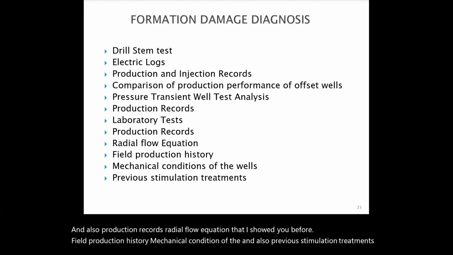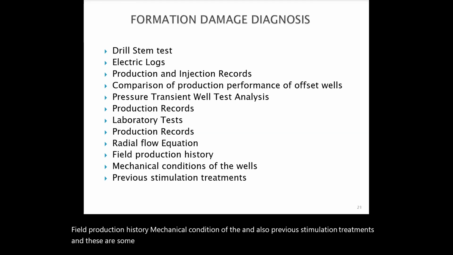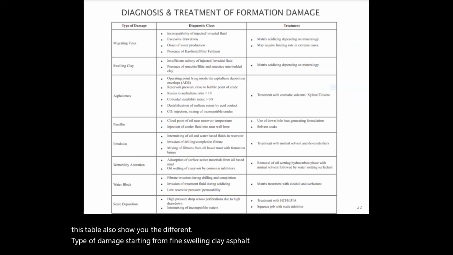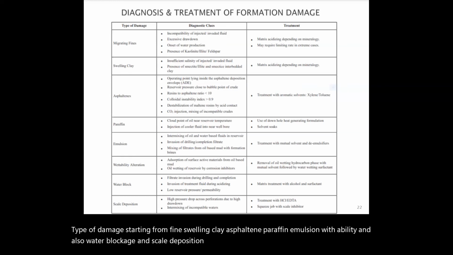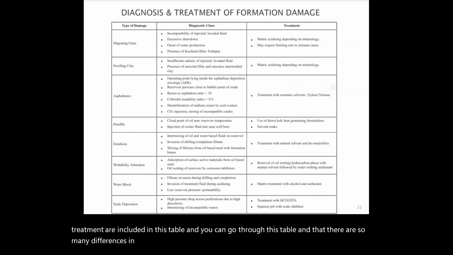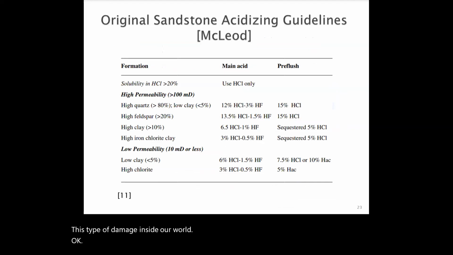And these are some techniques that can be used for diagnosis of formation damage. So this table also shows you the different types of damage, starting from fines, swelling clay, asphaltene, paraffin, emulsion, wettability, and also water blockage and scale deposition. In the next column, the diagnosis and the treatment are included in this table, and you can go through this table and see that there are many differences in how to tackle each of these types of damage inside our well.